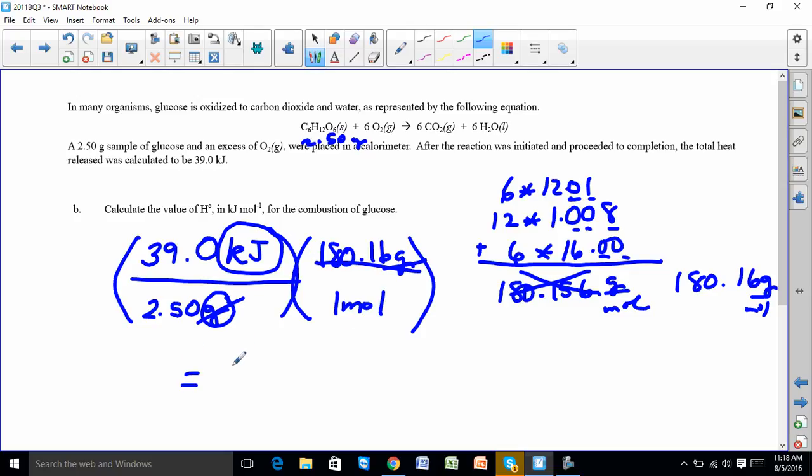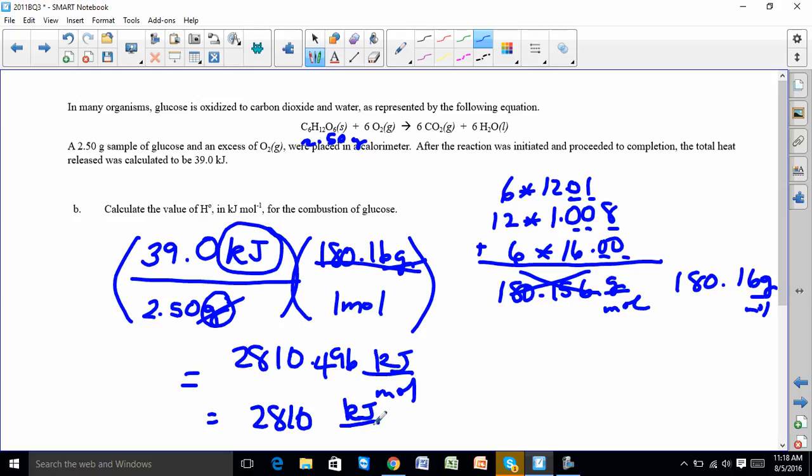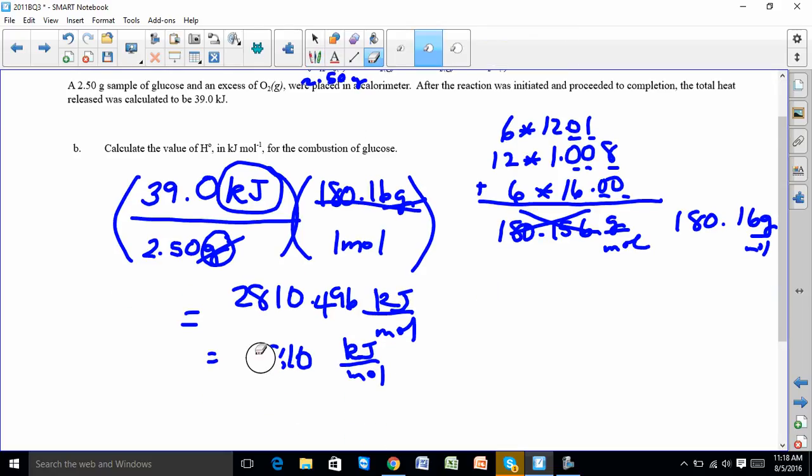When I do this on the calculator, I end up with 2,810.496 kilojoules per mole. That's way too many sig figs. This has 3, this has 3, this has 5. Best answer is 2,810 kilojoules per mole. Okay, let me grab an eraser because that kind of looks like a 6. And then I should probably look at the scoring guidelines, but because this is an exothermic reaction.